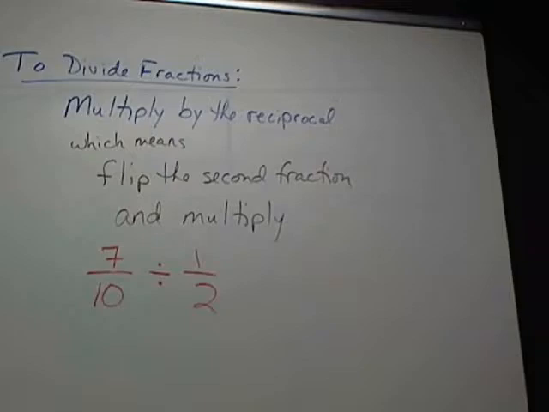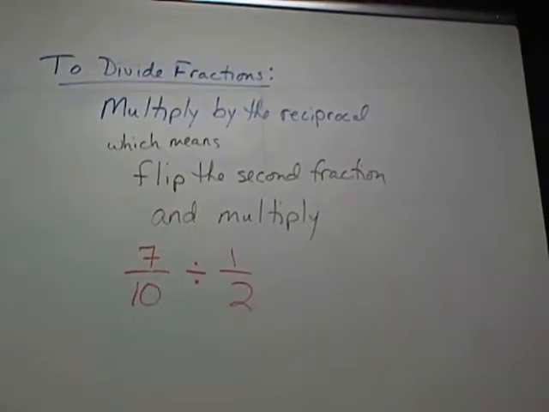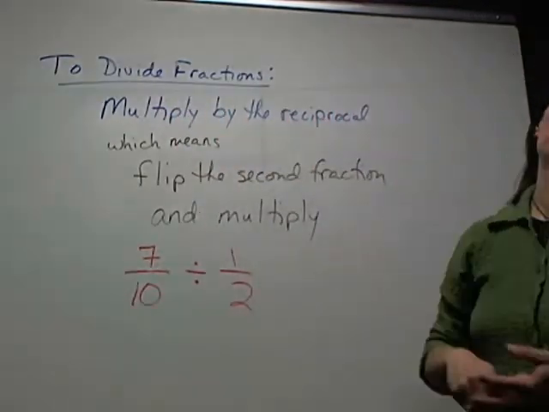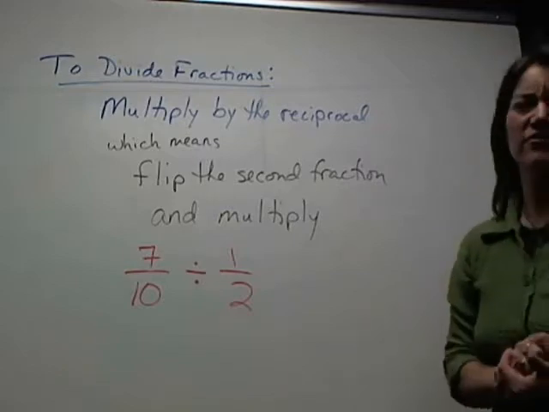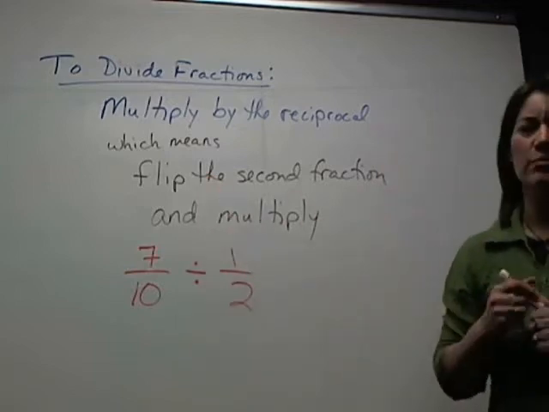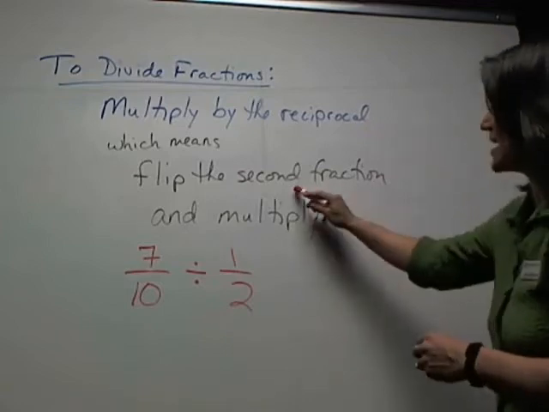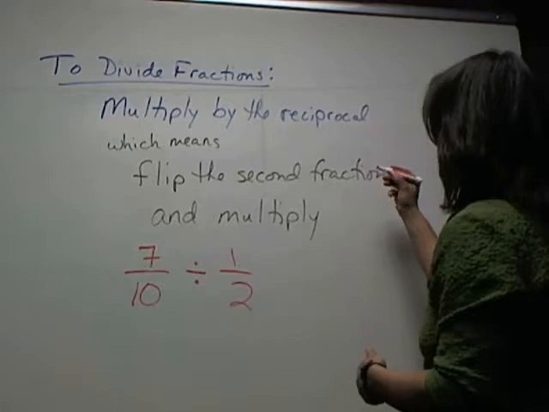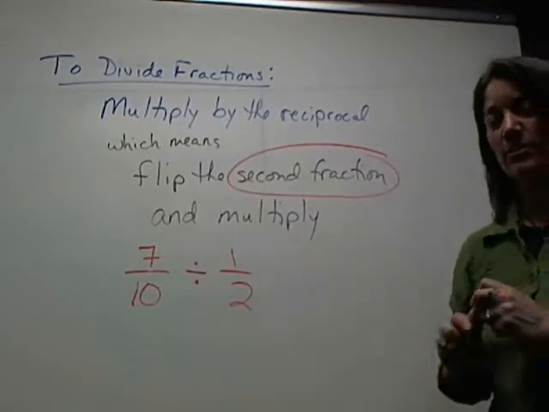We need the reciprocal in order to divide our fractions. The rule for dividing fractions is always stated, multiply by the reciprocal. Those are big words, and if we don't remember what they mean, we can't then divide. So the easy way is to remember, flip the second fraction and multiply. Now the key here is that it has to be the second fraction. We never flip the first fraction, it's always the second fraction.